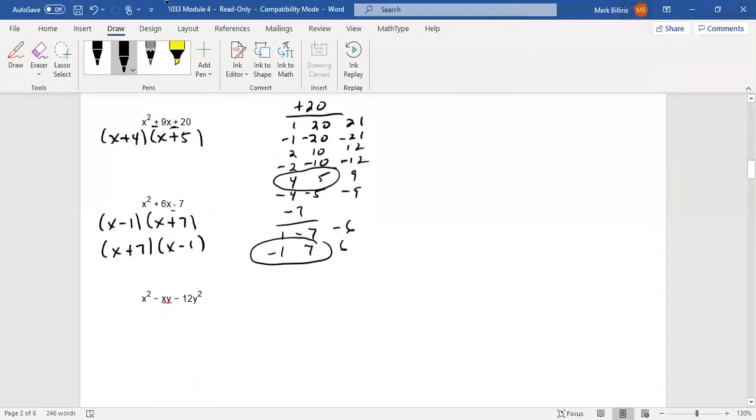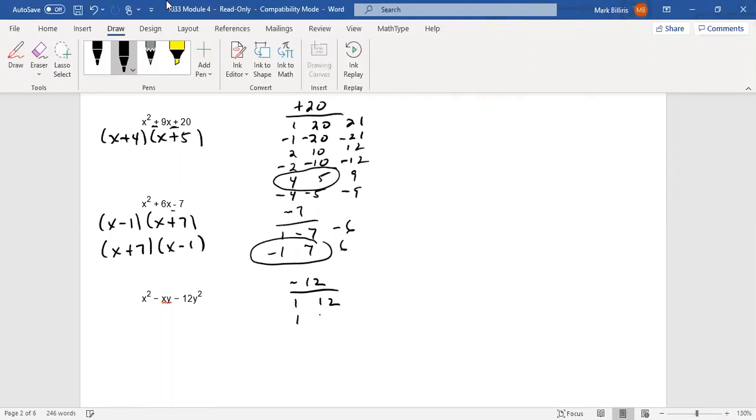Okay, let's throw in a second variable. So again, process is exactly the same. So the first step is to remove the greatest common factor. Nothing divides into all three of these. So now I'm going to go to my AC method. So I'm going to start by multiplying 1 times -12. And that gives me a -12.